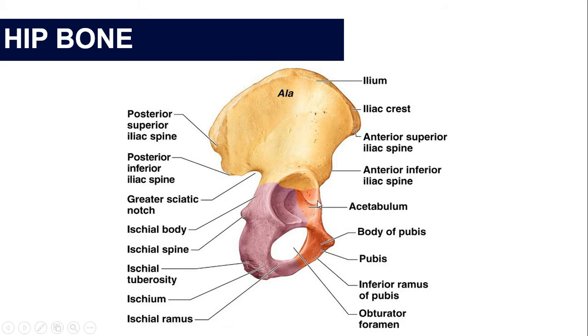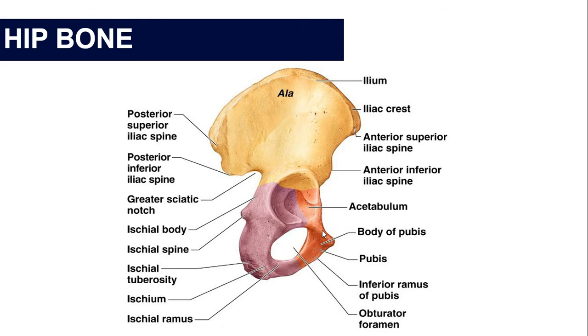Now, let's go to your pubis. This pink area is your pubis. We have the body of the pubis, the inferior ramus of the pubis, and what we cannot see here in the picture is the superior ramus of the pubis.